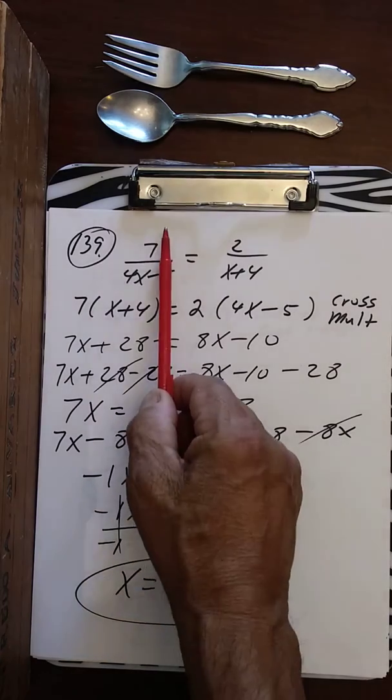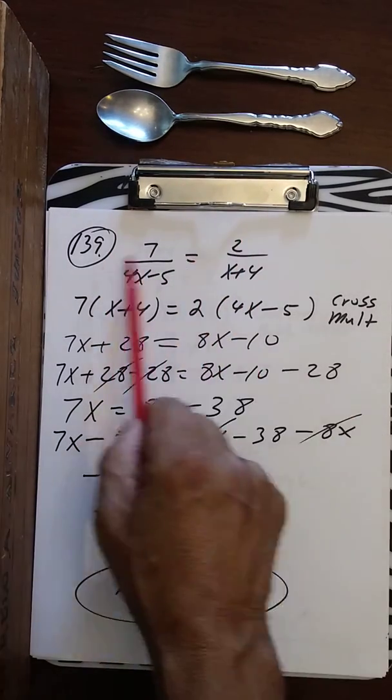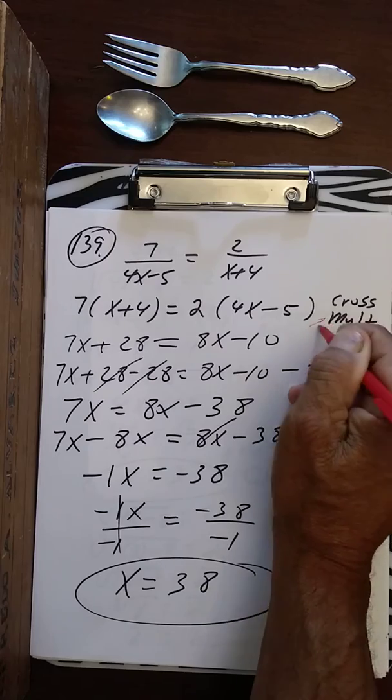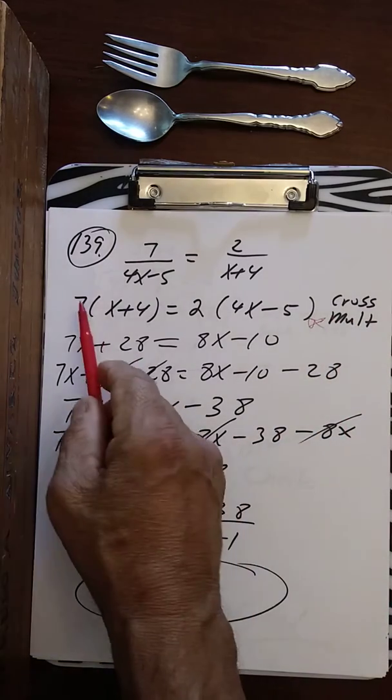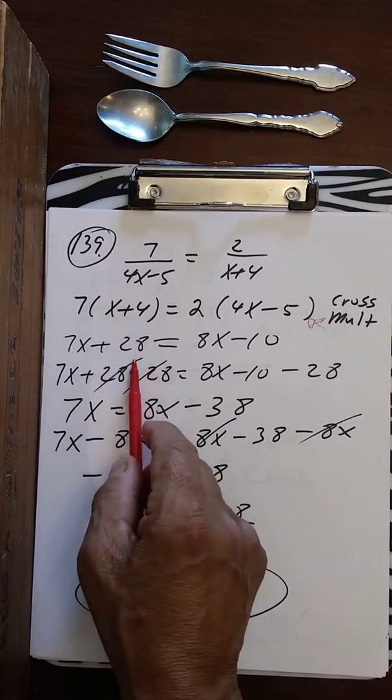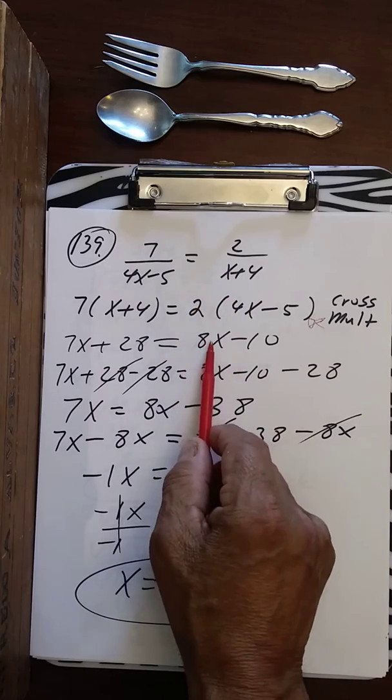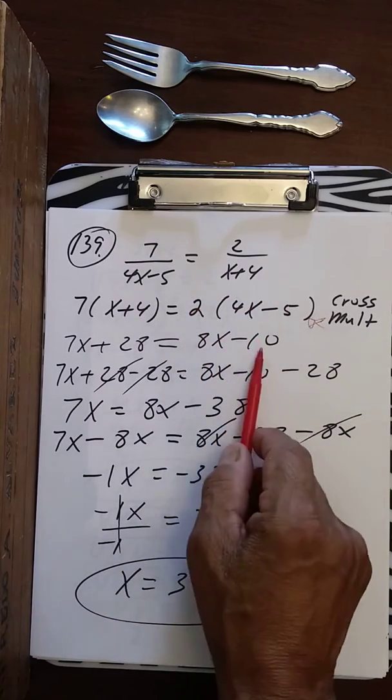Again, easy. Two fractions. We can cross multiply. Again, that's the easiest way to do this problem. So let's go do it that way. 7 times x is 7x. 7 times 4 is 28. 2 times that is 4x. 2 times 4 is 8x. 2 times that is negative 10.